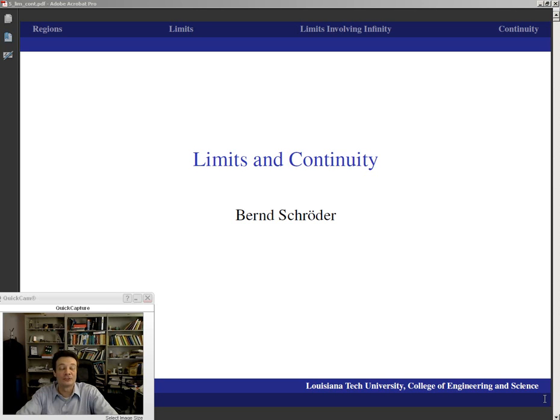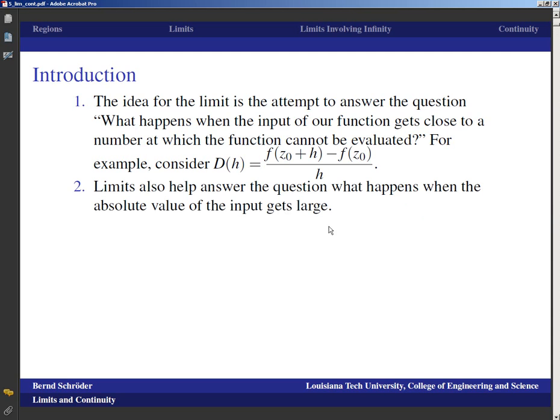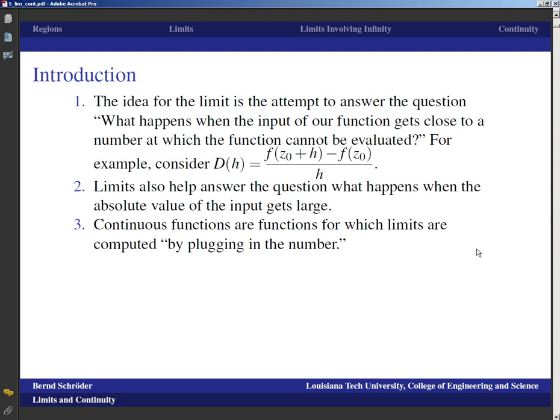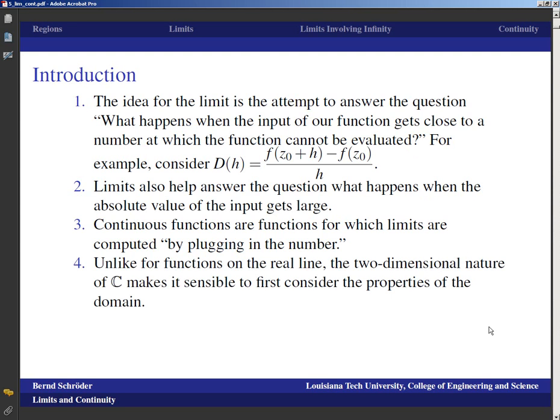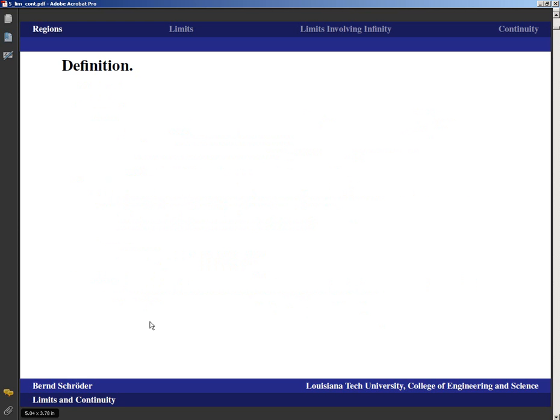The other part of when we're talking about limits is that limits can also help answer the question what happens when the absolute value of the input gets large. Continuous functions are then functions for which limits are computed by plugging in the numbers. So those are limits where we take limits at points where the function can be evaluated and where the function behaves nicely. Well, unlike for functions on the real line where we can only approach from the left or from the right, because the complex numbers are two-dimensional, it's sensible to first consider the properties of the domain also, and so that's what we're going to start with.